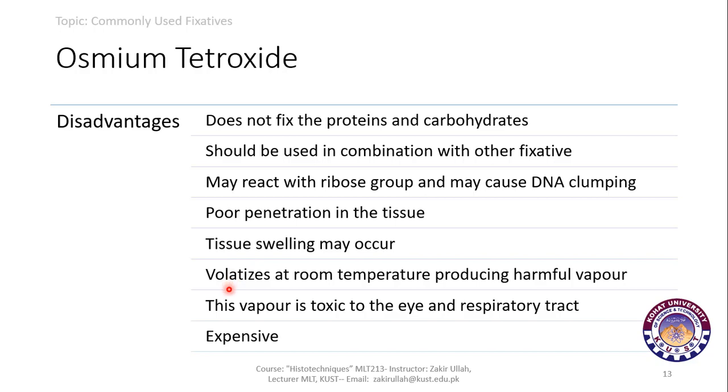If osmium tetroxide is used at room temperature, it is toxic and it volatilizes, producing harmful vapors. These vapors are toxic to the eyes and to the respiratory tract. And the last one is that it is costly, it is expensive. That is why osmium tetroxide is not used routinely in the lab, unlike formalin, which is used more commonly throughout the world.